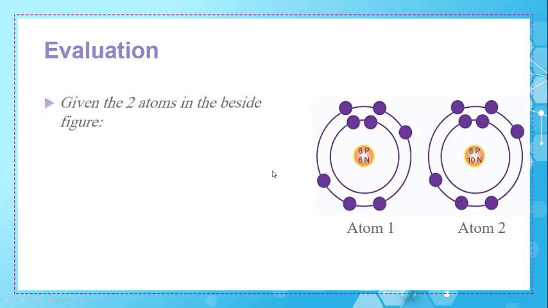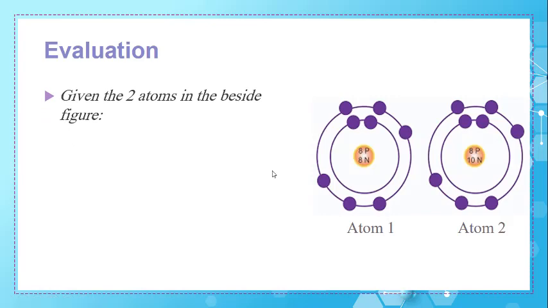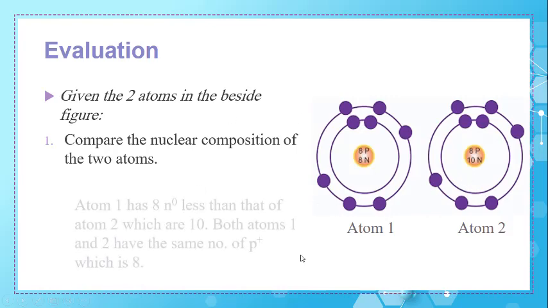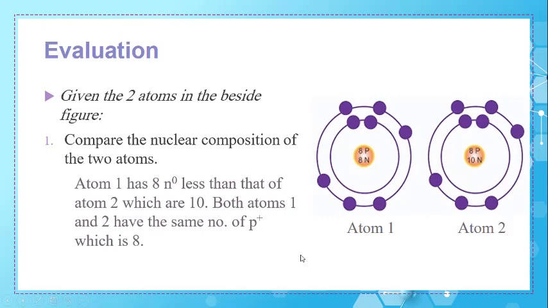Now, given the 2 atoms in the beside figure, compare the nuclear composition of the 2 atoms, a comparison between the number of protons and number of neutrons of the 2 isotopes. Atom 1 has 8 neutrons, less than that of atom 2, which has 10. Both atoms 1 and 2 have the same number of protons, which is 8.